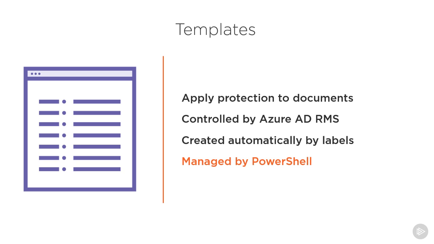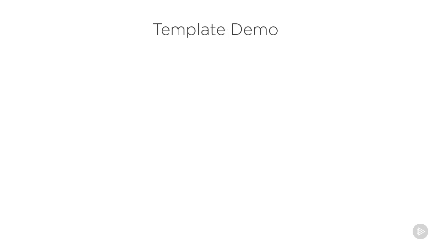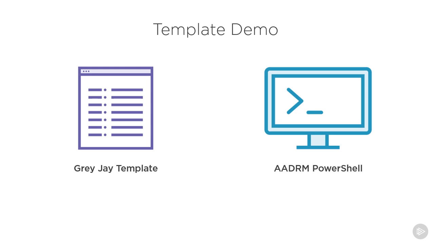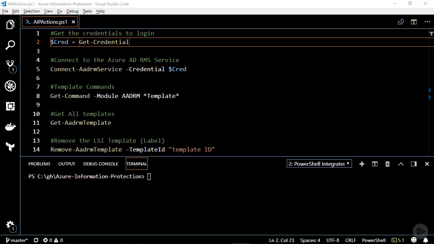It is possible to take an existing template and promote it to a label, and that just adds the label abstraction on top of the existing template. So for the template demonstration, I'm going to be using PowerShell to create a GrayJ template for highly confidential information, and that uses the AADRM PowerShell. So let's switch over to Visual Studio Code and see how we can do that.